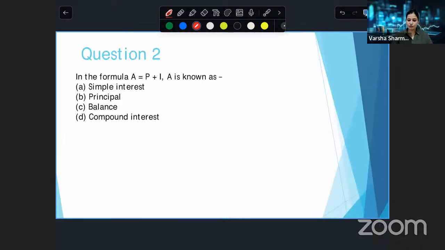In the formula A equals P plus I, A is known as the, it cannot be simple interest, it cannot be principal, it cannot be compound interest. There is only one thing. So just rule out the options. It may not be completely correct, but in this case, I don't have any other option. In general, A is known as the amount that we have to pay. Agree?